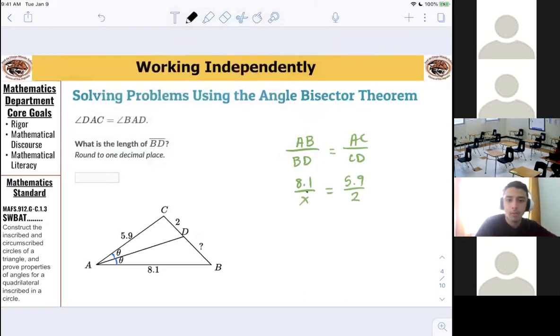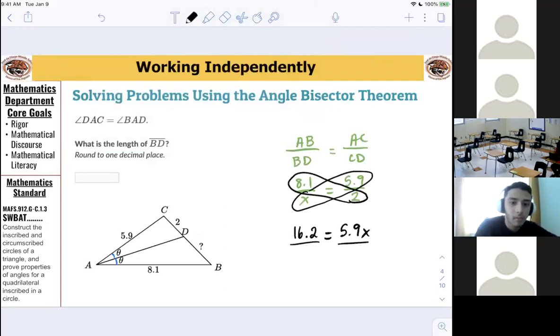Cross multiply. What is 2 times 8.1? 16.2. And then I have 5.9x. So on both sides, I just have 2. Divide by 5.9. What do you get? 2.7456, etc. Okay. And since I have to round this to one decimal place, 2.7. Yeah, 2.7.